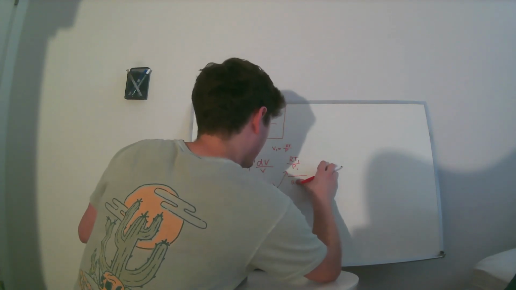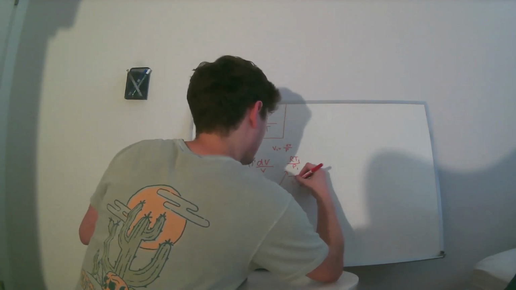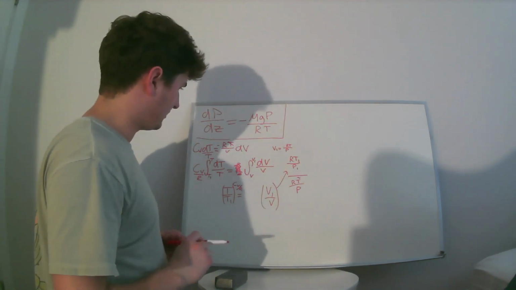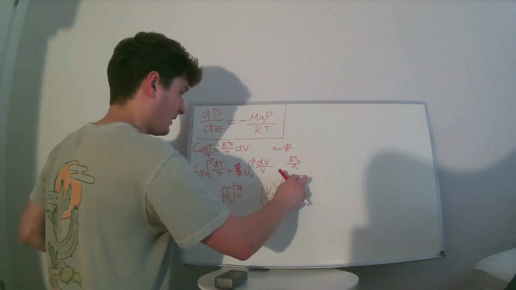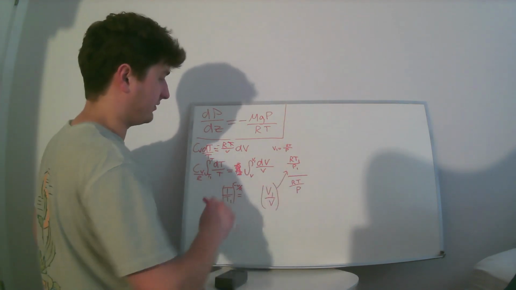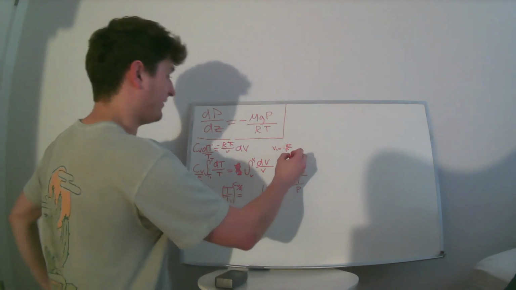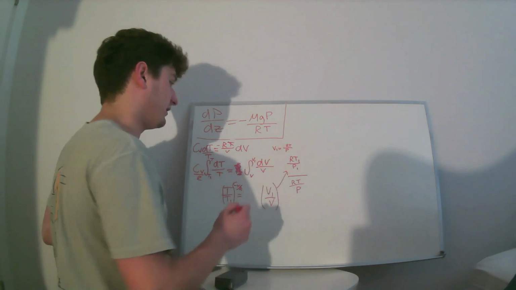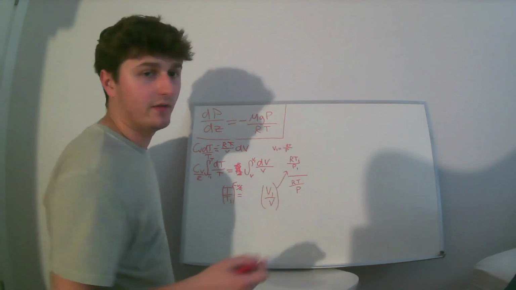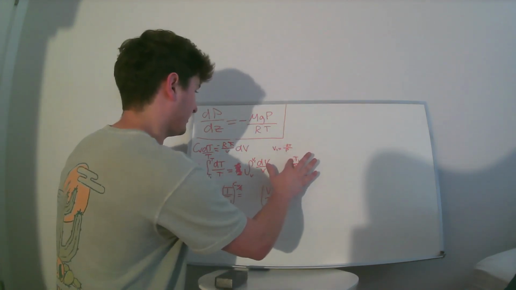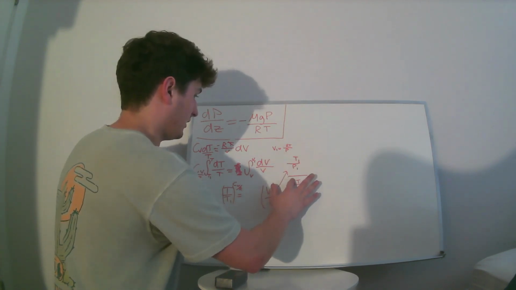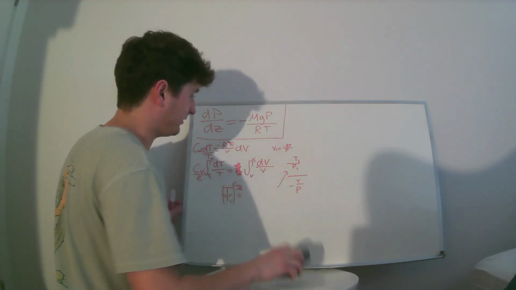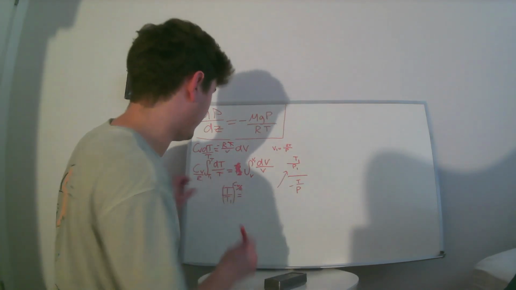RT over P. Okay, I believe I did that right. Yes, I did. All right, so now we're going to substitute that in here. So we see that we have this constant R in the numerator of our numerator, and we have this R in the numerator of our denominator. So these are simply going to cancel out. Okay. Now what are we going to be left with? We're going to be left with T1 over T.